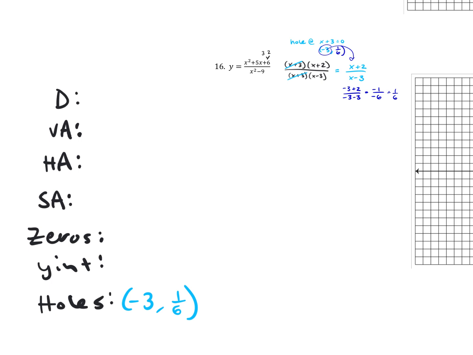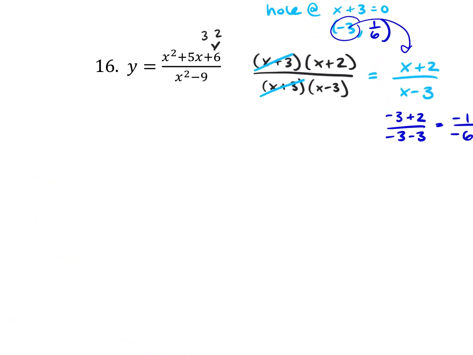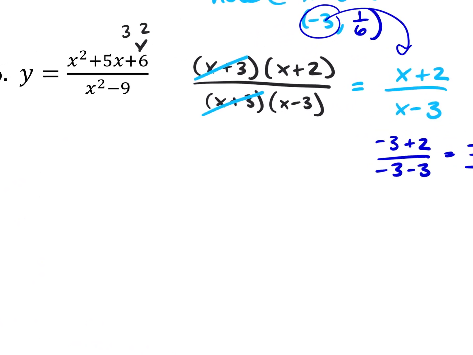So now let's find our domain. What would we do for the domain? Set the denominator not equal to 0. Do you think we have to do the original or the simplified version? Has to be the original, because here we've got 2 values where our denominator can't be 0. That would be negative 3 and positive 3. I'll take it. Thank you.